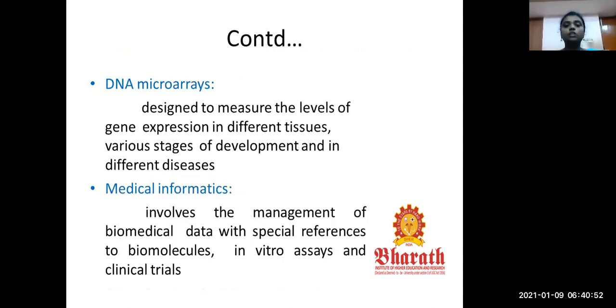Then DNA microarrays, which are designed to measure the level of gene expression in different tissues, at various stages of development, and in different diseases. And then medical informatics. It involves the management of biomedical data with specific reference to biomolecules, in vitro assays, and clinical trials. These are the basic concepts we can get using bioinformatics.